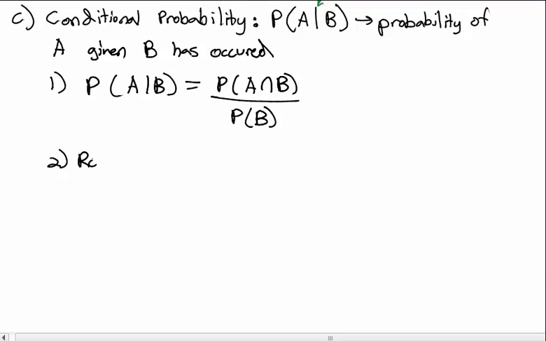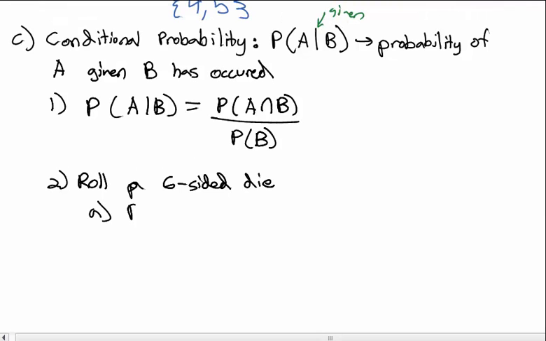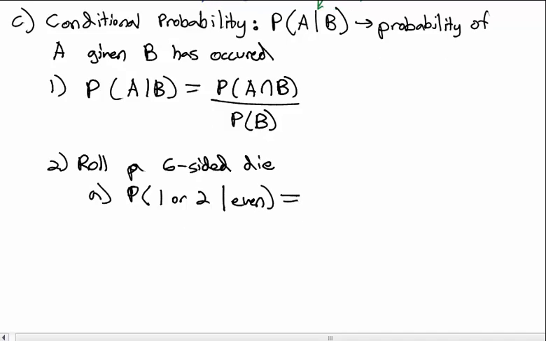So if I roll a die, we'll say a six-sided die, we'll always assume it's fair unless otherwise told. What is the probability that I get a 1 or a 2 given the roll was even? If you think about a six-sided die, you can get 1, 2, 3, 4, 5, 6. I want to know the probability that I get a 1 or a 2 given that I know the roll was even. So the evens are 2, 4, and 6.